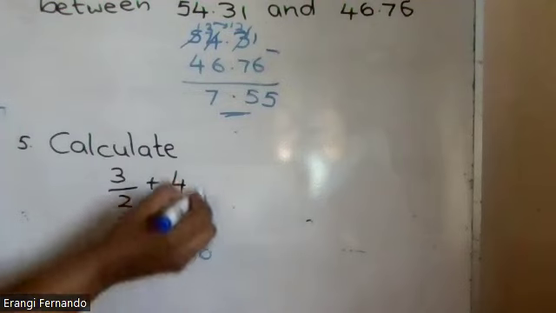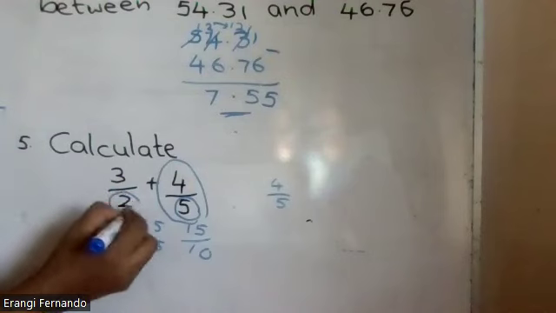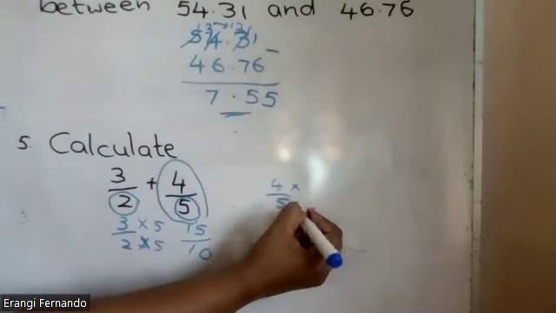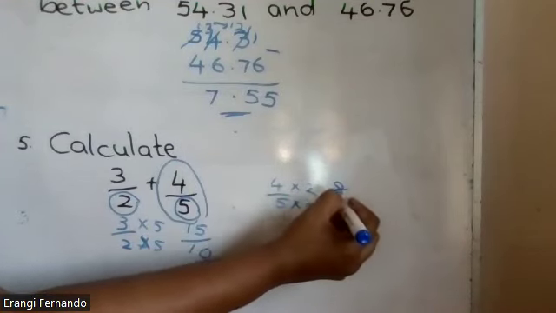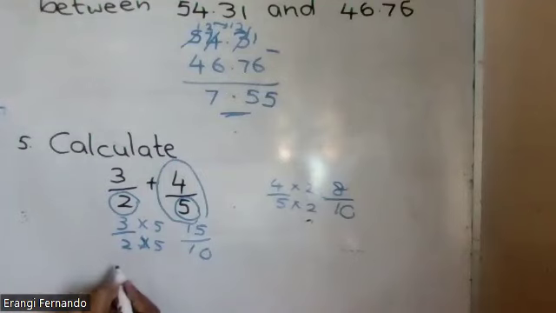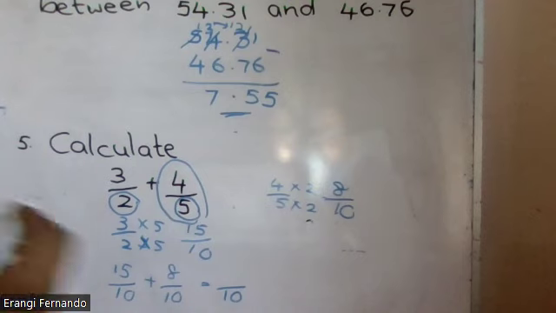Then 15/10. Here this fraction 4/5, you have to multiply by 2. Then 8/10. Now 15 over 10 plus 8 over 10. Now you can do the addition because denominators are the same. So let's add, write the denominator as 10, 15 plus 8. 15 plus 8 is 23.